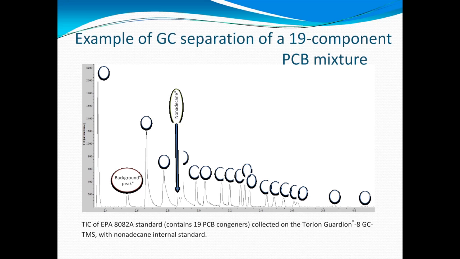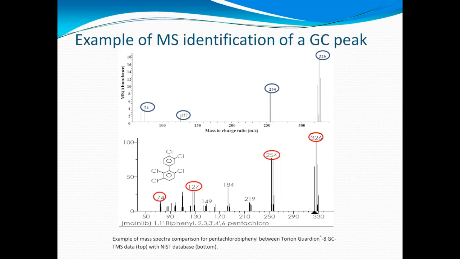So here we're able to see 18 of the 19 different PCBs. The 19th one is off the end here, and an internal standard that we deliberately add at any particular time. Now a lot of GCs can separate compounds like this, but if you only have an electron capture detector or some kind of non-selective detector, all you know is that something elutes at a certain time. You don't know what the compound is.